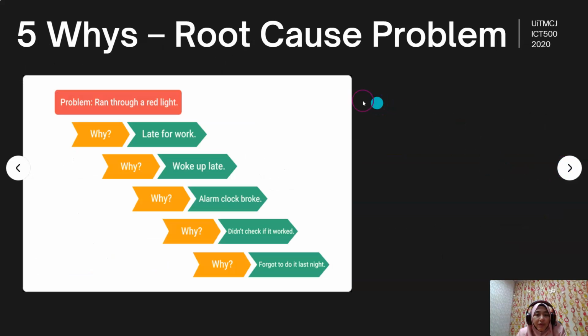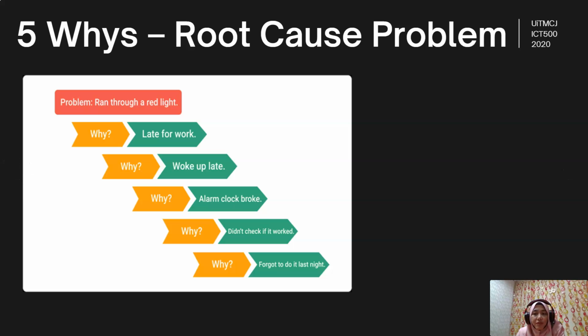Okay, and then also in order for you to root cause the problem or identify the problem, you can also use the 5 whys technique. We have done this one in our earliest topic. For example, we have a problem here, which is that someone ran through a red light. You just did not stop at the red light, right? What is the problem? So we ask questions using the 5 whys. We want to know the reason, right?